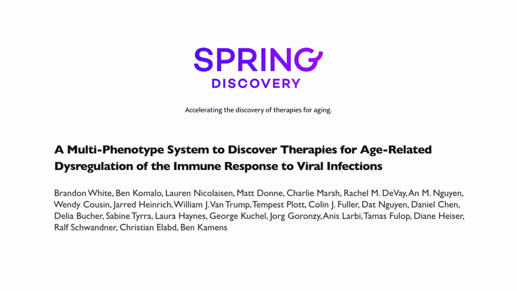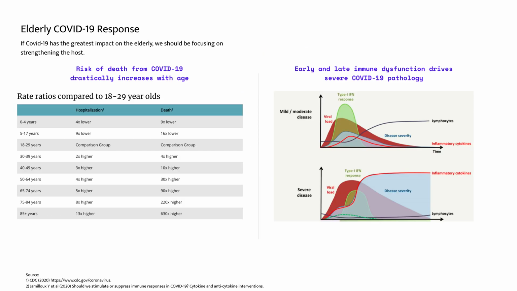Today I will be talking about Spring Discovery's published approach to finding therapies for severe COVID-19. The risk of death from COVID-19 drastically increases with age. Severe COVID-19 pathology is driven by both early and late immune dysfunction that we believe is closely related to aging.